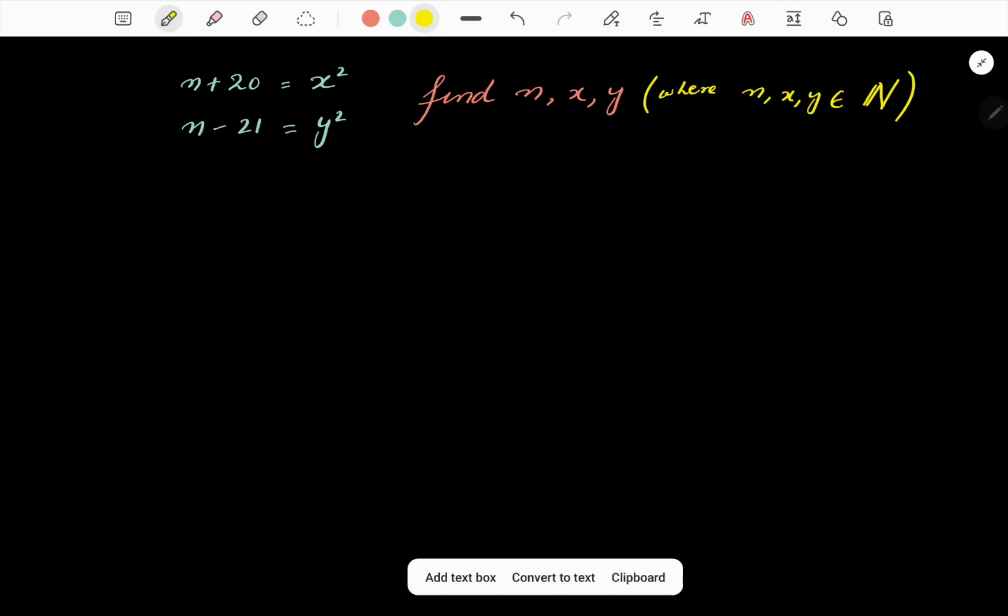Hello everyone. In this video, we are given n plus 20 is equal to x square and n minus 21 is equal to y square. We have to find n, x and y where n, x and y belong to the set of natural numbers. So let's move towards the solution.